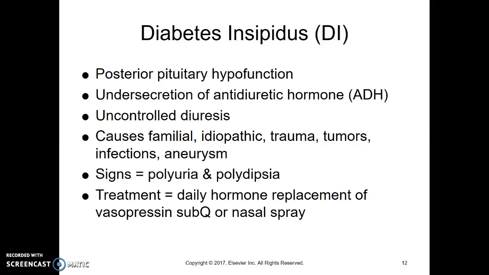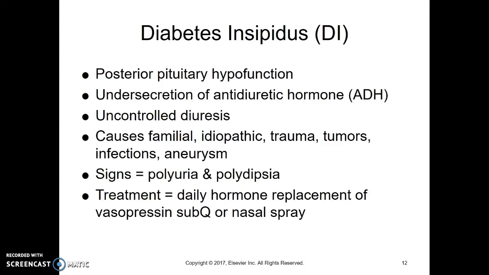Diabetes insipidus. This is from the posterior pituitary, and DI is hypofunction, which means we're not making enough antidiuretic hormone, right? And anti meaning stops. So we're not making the hormone that stops diuresis, so it allows excessive diuresis. So this is uncontrolled peeing. This does sometimes have a familial tendency, but sometimes it's idiopathic. We don't know why. It can also happen from head trauma.